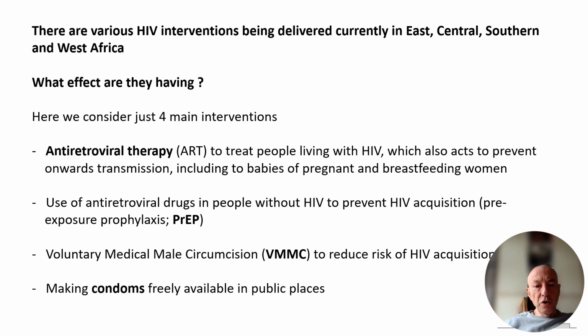Antiretroviral therapy to treat people living with HIV, which also acts to prevent onward transmission, including to babies of pregnant and breastfeeding women. Secondly, use of antiretroviral drugs in people without HIV to prevent HIV acquisition. This is pre-exposure prophylaxis or PrEP. Voluntary medical male circumcision, VMMC, to reduce risk of HIV acquisition, and making condoms freely available in public places.